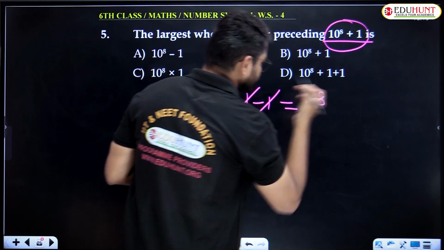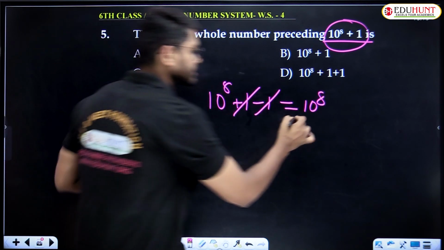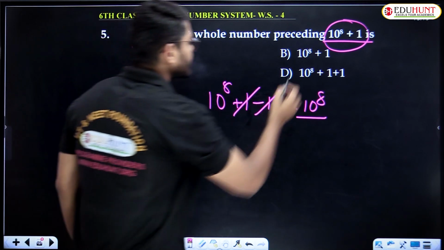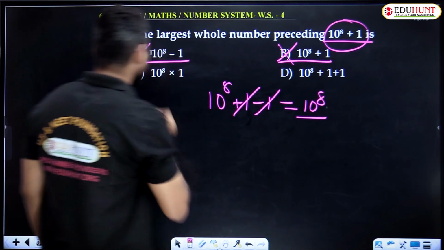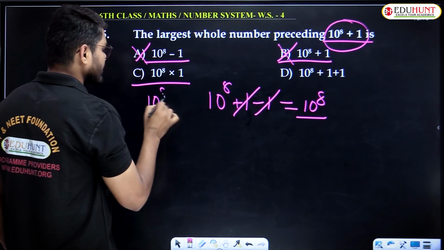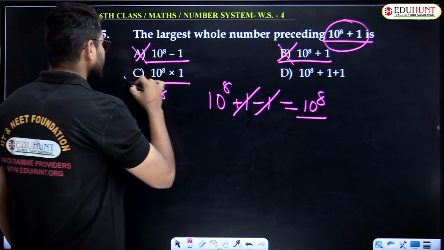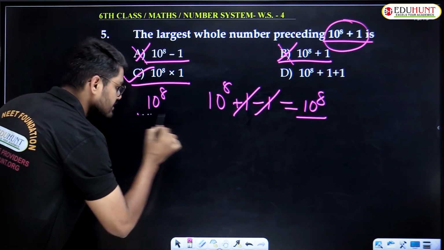10 power 8. So we have to check where it is 10 power 8. 10 power 8 minus 1, no, not possible. 10 power 8 plus 1, no, not possible. 10 power 8 into 1, that is 10 power 8. So the answer for this question is 10 power 8 into 1, that is 10 power 8.